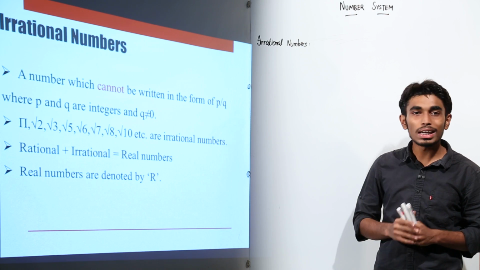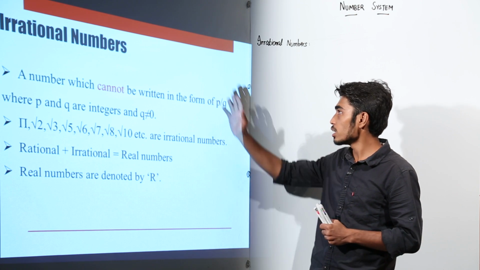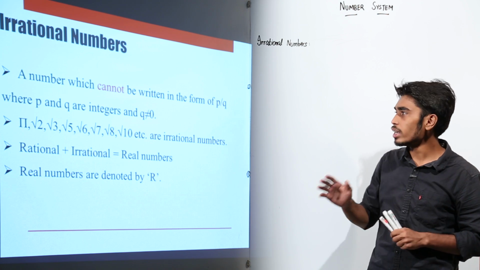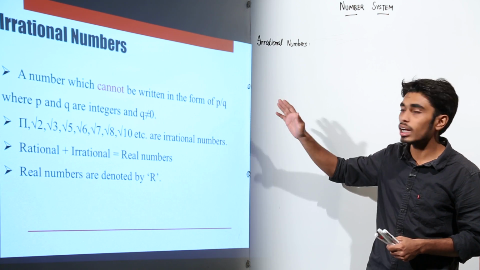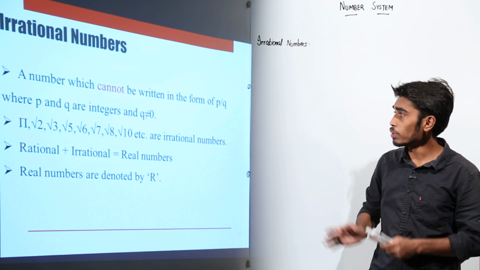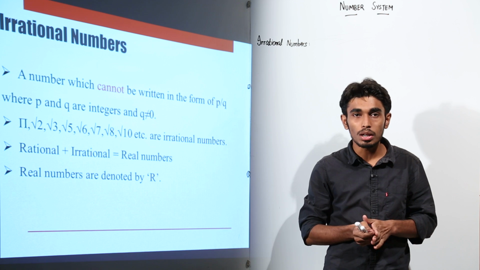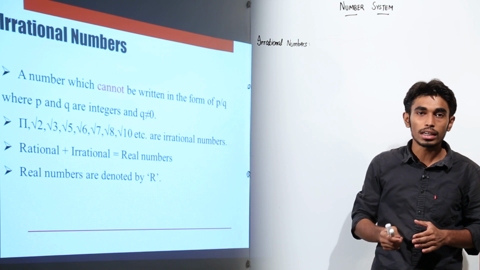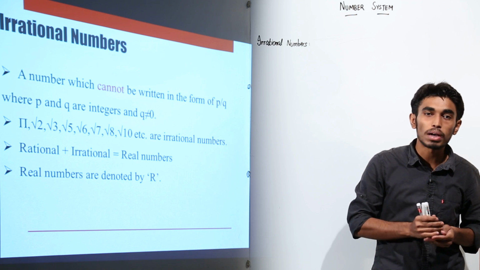Now let us talk about the last category of numbers, that is irrational numbers, right? So we define irrational numbers in a very different way. We'll be saying that a number which is not a rational number is an irrational number. You must not be satisfied with this definition, but we'll be coming across a better definition of this particular category when we're talking about the decimal expansion of numbers.